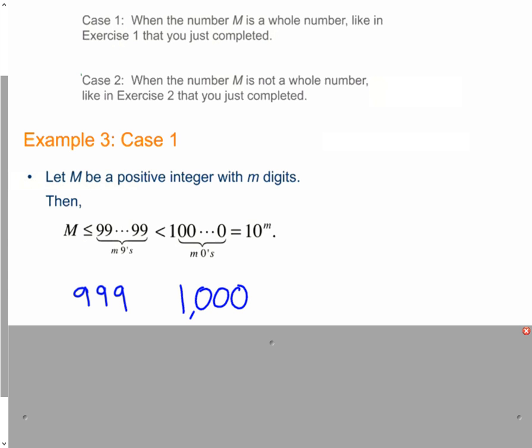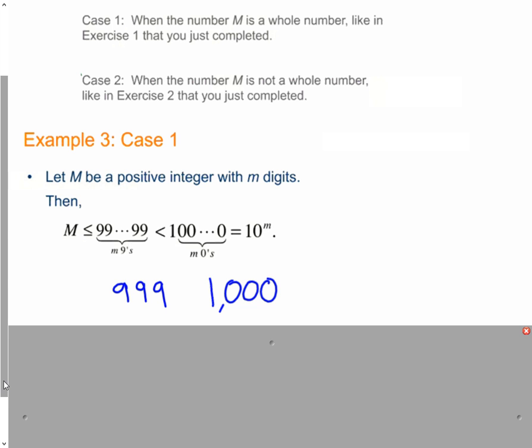And there's no numbers, like 10 to the power of 3 would be 1,000. There's no numbers with 3 digits that would be bigger than 1,000. There's no whole numbers that would be greater than it, and only one that would be equal to it, 999. But any 3-digit number would be smaller than those 2 numbers. So 1,000 is our power of 10 that we're working with.